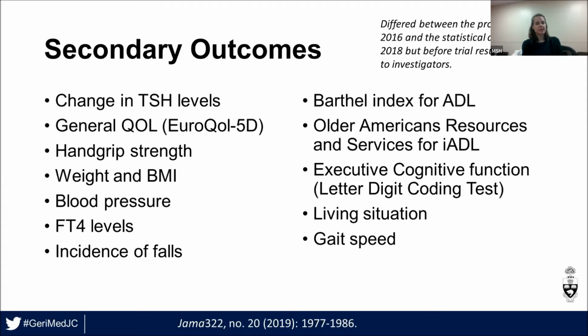So the secondary outcomes that were evaluated are the change in TSH levels, general quality of life, hand grip strength, weight, and BMI, blood pressure, free T4, incidence of falls, Barthel index for ADLs, older American resources and services for IADLs, executive function, living situation, and gait speed.